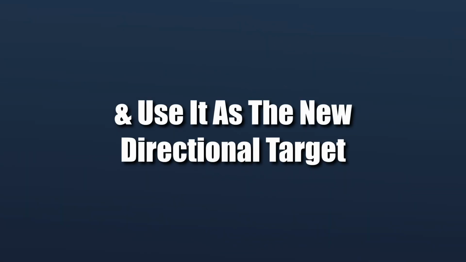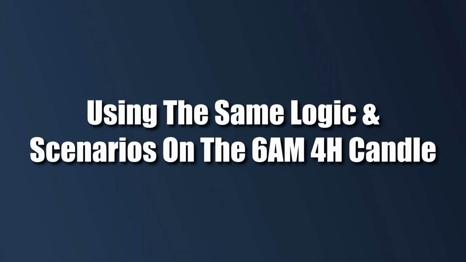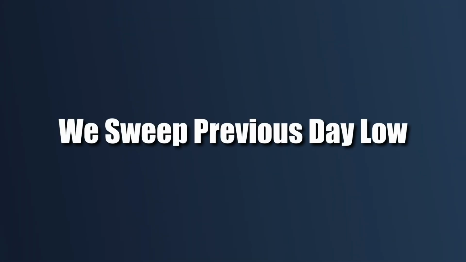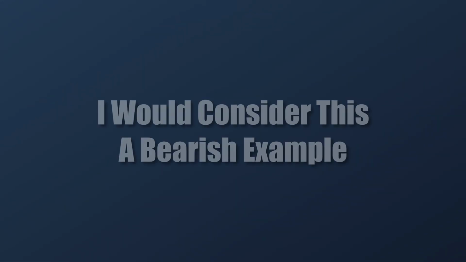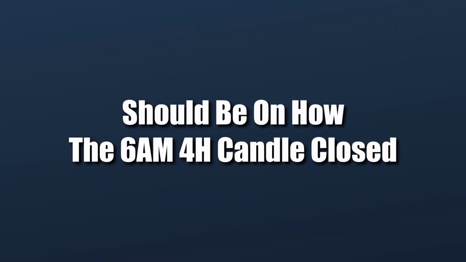Instead, you can mark the current daily low or high and use it as the new directional target to guide bias moving forward, using the same logic and scenarios on the 6 a.m. 4-hour candle. For instance, if daily is bearish and before the 10 a.m. opens, we sweep previous day low and then previous day high, but close below it, I would consider this a bearish example since the most recent daily liquidity swept was the high and it closed below. The same logic applies in reverse depending on the direction, but the main focus should be on how the 6 a.m. 4-hour candle closed and where.